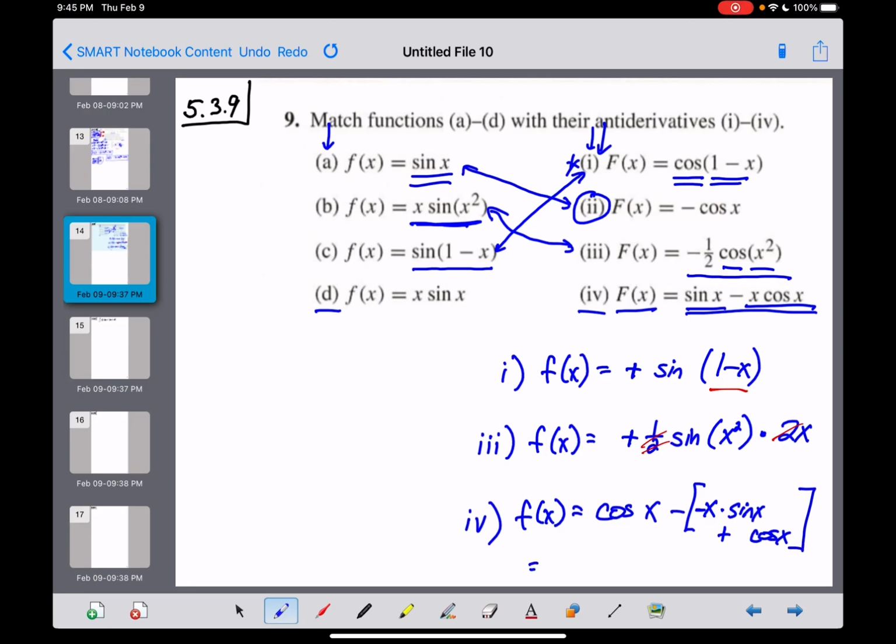So what does that do for us right here? I'm going to distribute this negative here and here. Cosine of x minus cosine of x, those just drop each other out, and this becomes x times the sine of x. And sure enough, d and 4 go together as well. So that's how I would handle problem number 9 in section 5.3.